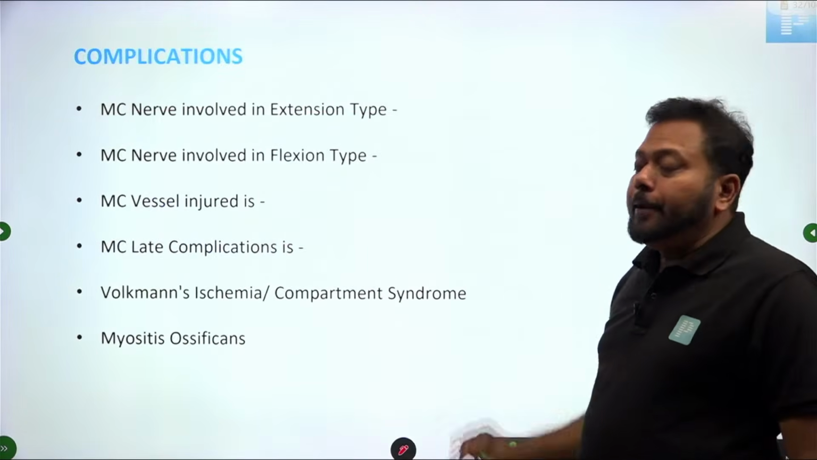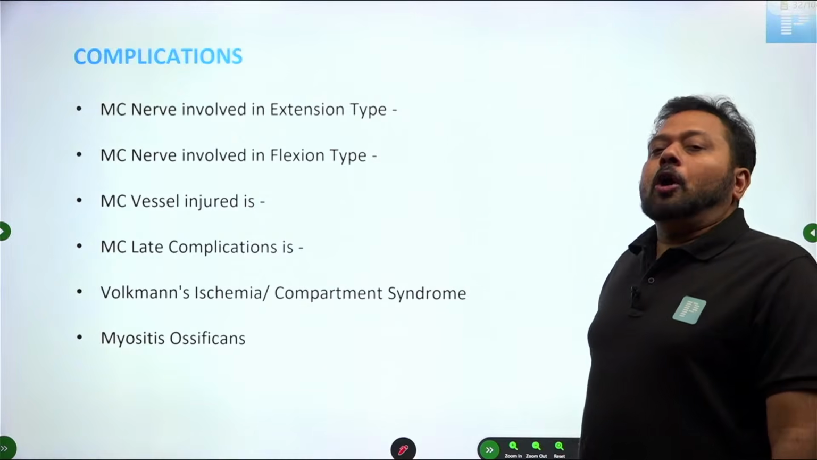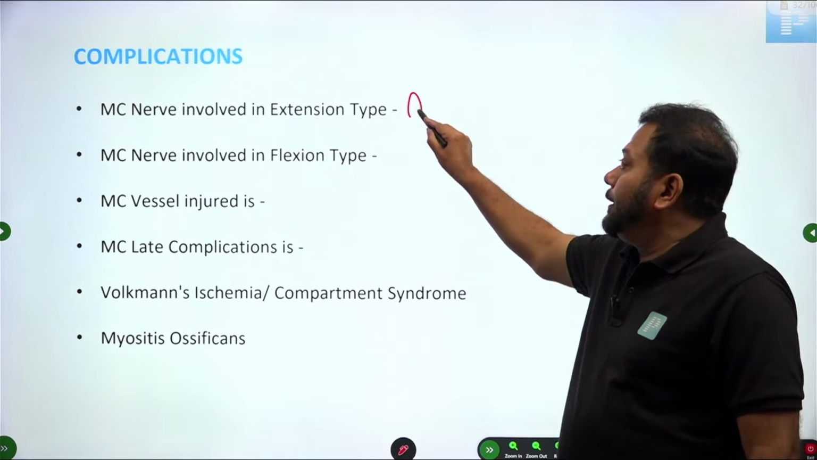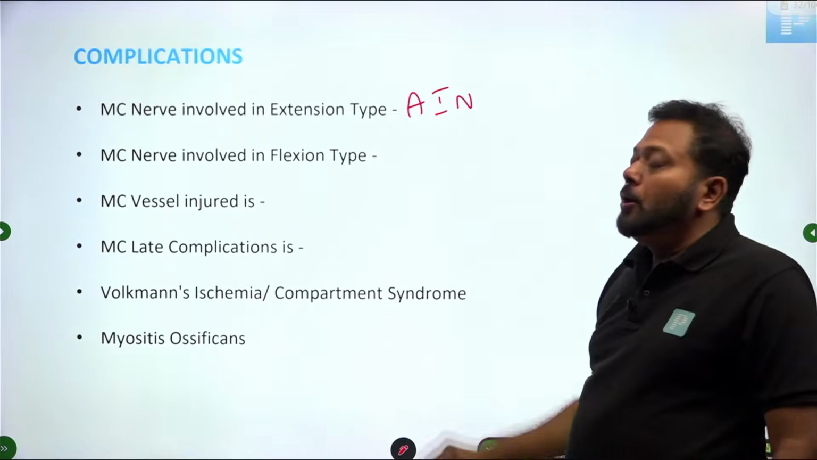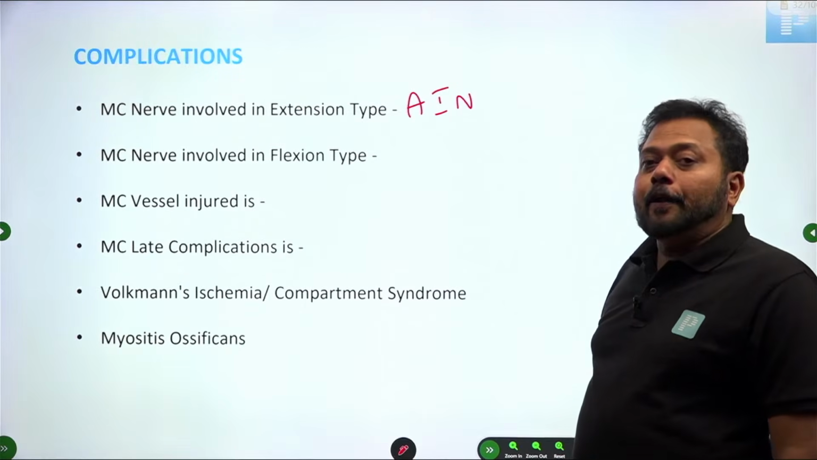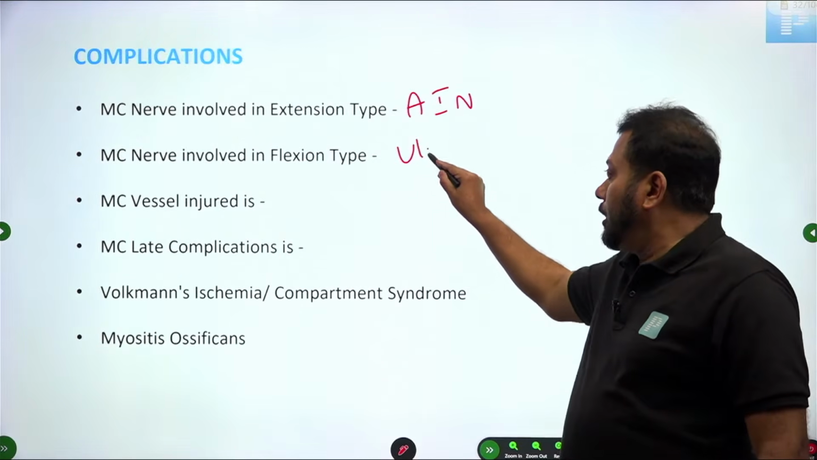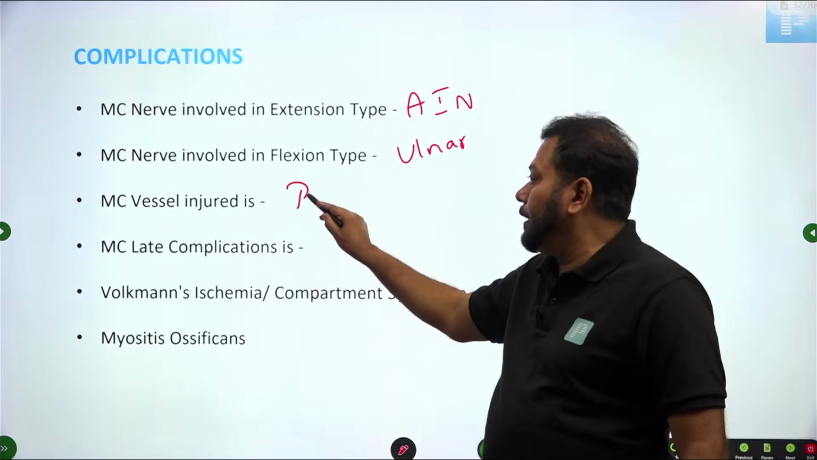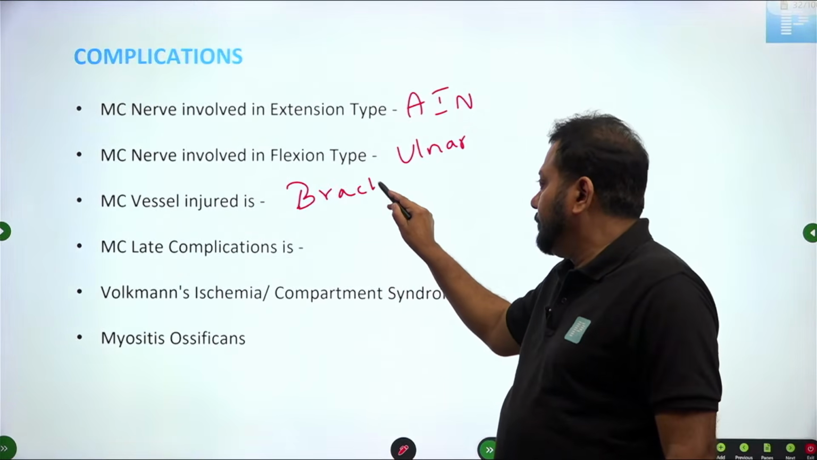Marvelous. Now coming to complications. The most common nerve involved in extension type of supracondylar fracture is the anterior interosseous nerve. The most common nerve damaged in flexion type of supracondylar fracture is the ulnar nerve. The most common vessel damaged is the brachial artery.